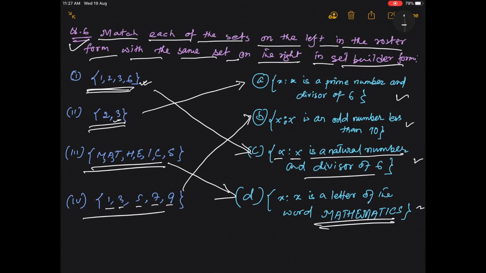So this first exercise is finished now. Hope you have understood.